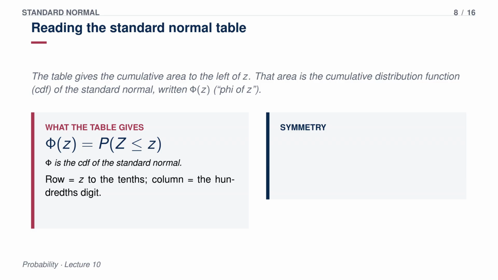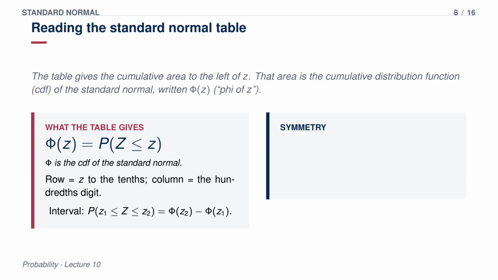Let's make that table concrete, because it's the one tool you'll use over and over. The table gives the cumulative area to the left of z. That area is the cumulative distribution function of the standard normal. We write it phi of z, and it's just P of Z less than or equal to z. The row is z to the tenths, the column is the hundredths digit. Phi. Good to know the name when you see it. For an interval, you subtract. P of z1 to z2 is phi of z2 minus phi of z1, exactly what we just did.